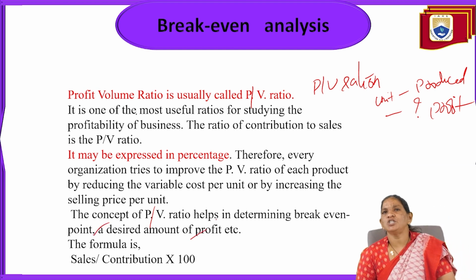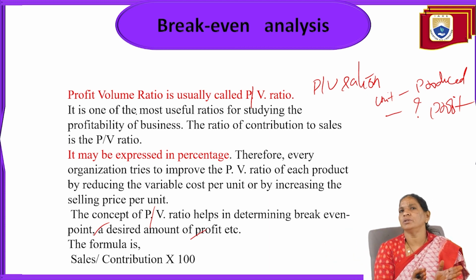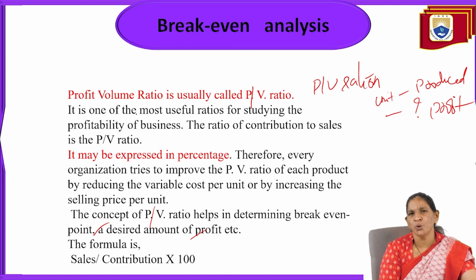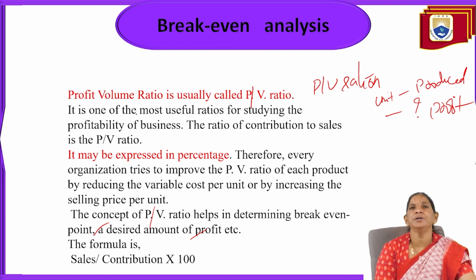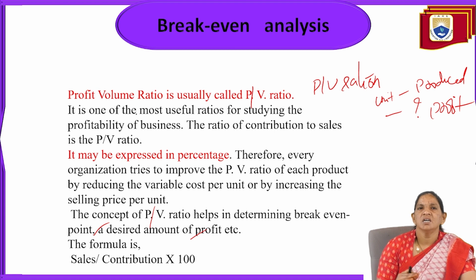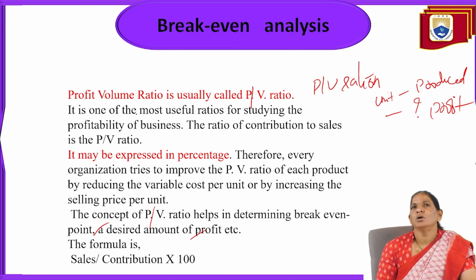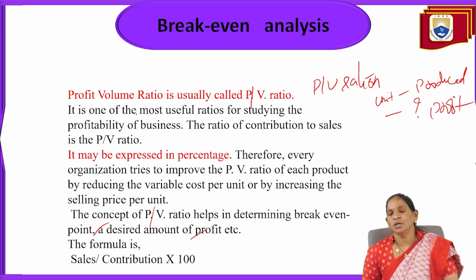Maybe when I want to achieve a targeted profit of 50,000, 1 lakh, 2 lakh, then I should use that PV ratio to see how many units are required to produce. If I want 1 lakh profit, how many units should we produce? If I want 2 lakh rupees of profit, how many units should we produce? By understanding the PV ratio, that is, at what volume what profit we want to gain, the organization will set goals or targets in order to attain the profits.